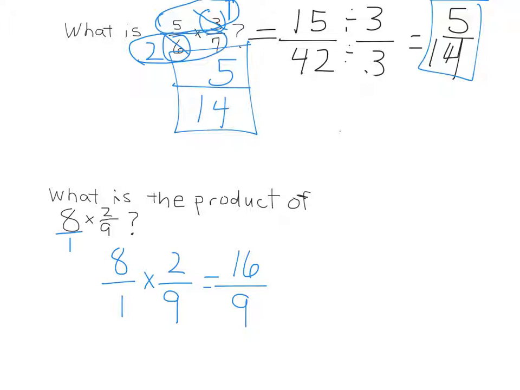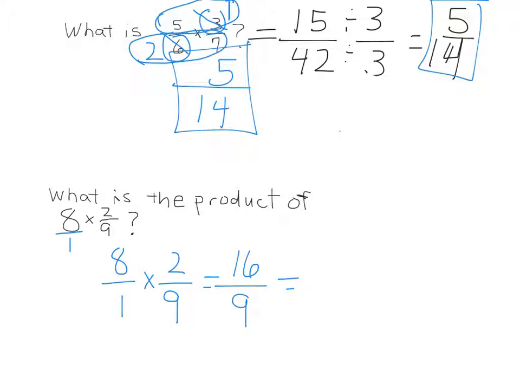Now there is no simplifying before I multiply here, because there aren't common factors between the numerator and denominator. 2 and 8 have a common factor, but they're both numerators, so you can't do that. It would change the value.